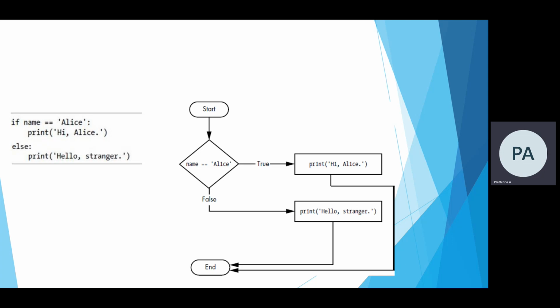You can see here also that you use the diamond shape symbol for checking the condition. If it is true, we execute this. Again, if it is false, we execute another statement. Finally, we lead to the end.